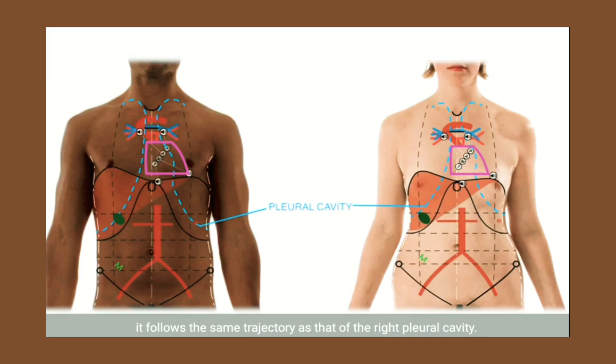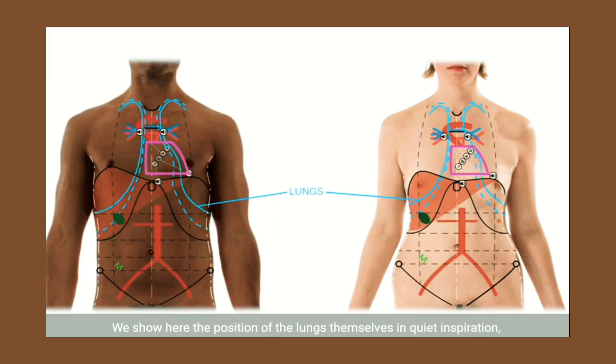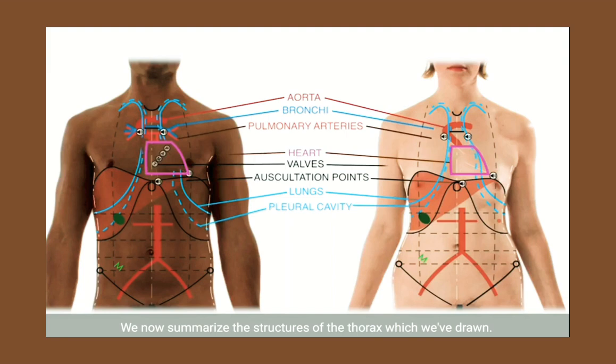right pleural cavity. We show here the position of the lungs themselves in quiet inspiration, where they have not filled the pleural cavity completely. And we note that they're a rib or two above the pleural cavity. We now summarize the structures of the thorax which we've drawn.